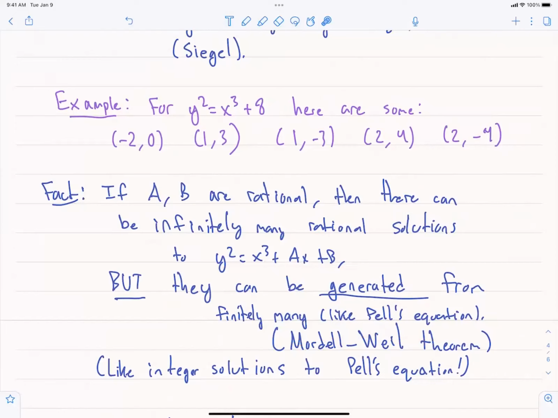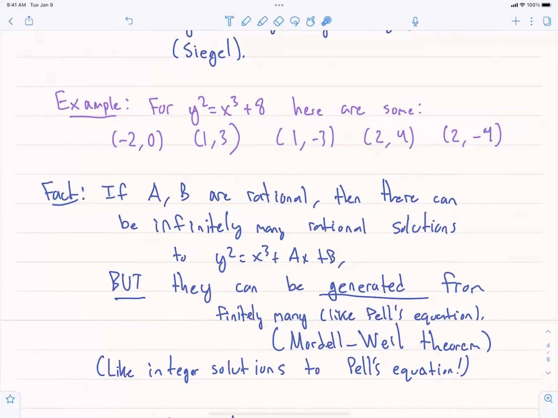If you remember back to what we were doing the last couple of weeks, we were looking at x squared minus dy squared equal to 1. And we saw that we could take one solution to that and then use the group structure of the norm in Z[√d] to generate many new solutions. We even talked about how you could take one solution and generate all other solutions from it. And the Mordell-Weil theorem is something like that.